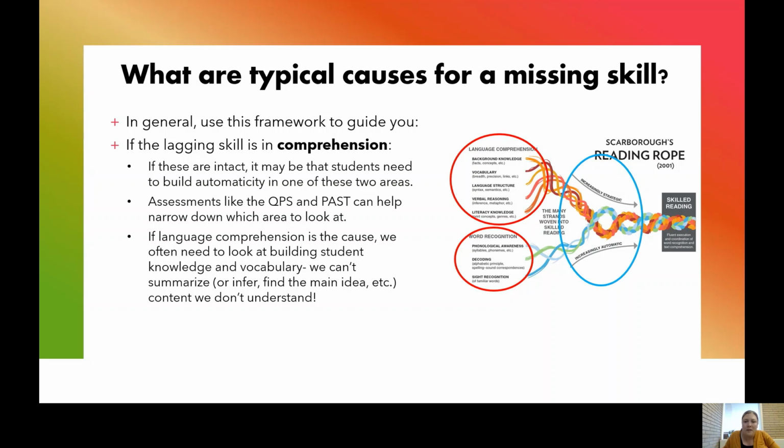You will often find that the root cause falls in the word recognition area, as it is incredibly difficult to focus brain power on comprehending when we are working so hard to read the words. The other very strong possibility is that the student has a lack of content knowledge in the area of language comprehension. It is very difficult to comprehend a topic we don't understand.